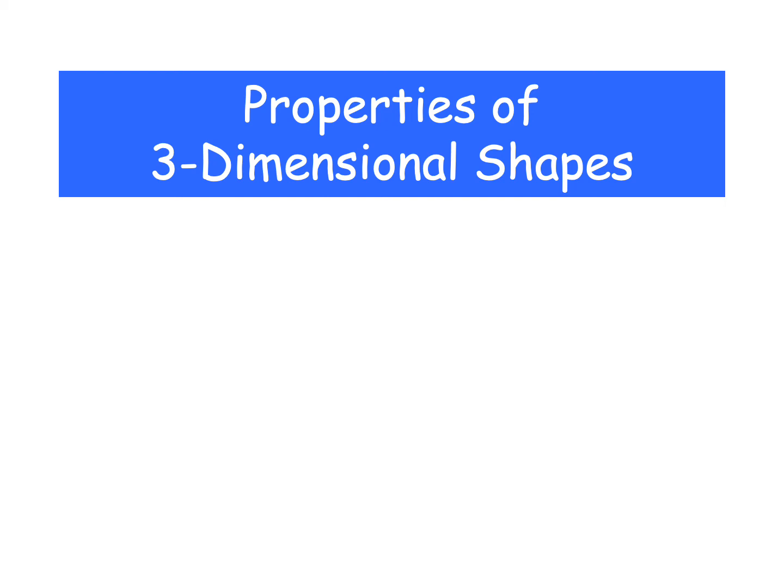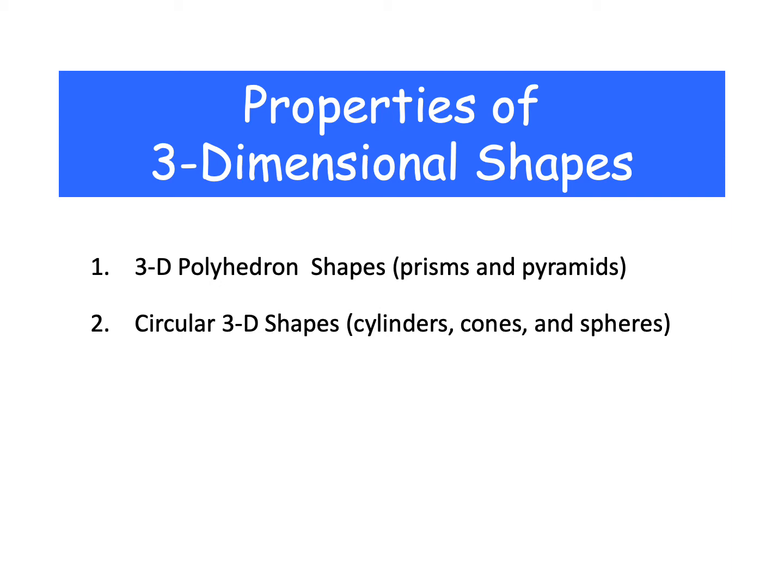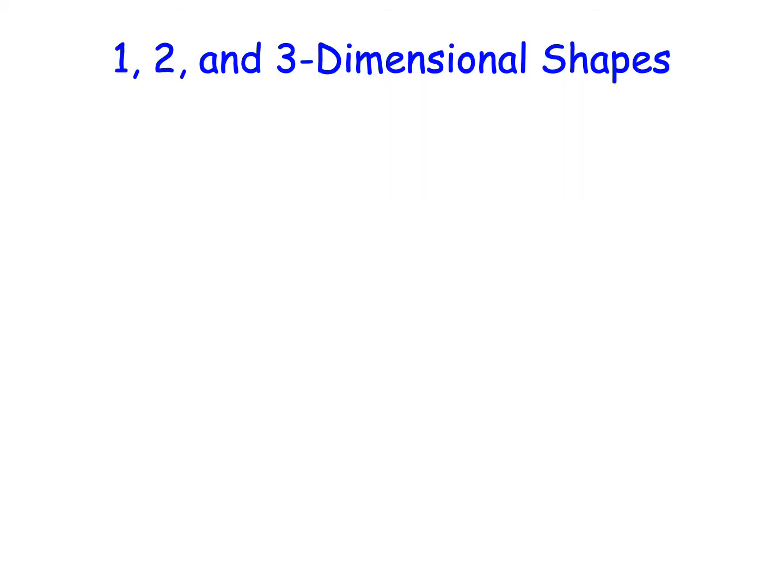Hello again. Today's lesson is on the properties of three-dimensional shapes. The first thing we'll be looking at are 3D polyhedrons. Those are called prisms and pyramids. We'll also look at circular 3D shapes such as cylinders, cones, and spheres. We'll learn to name polyhedrons. We'll learn the parts of a polyhedron and the cross-sections of all 3D shapes.